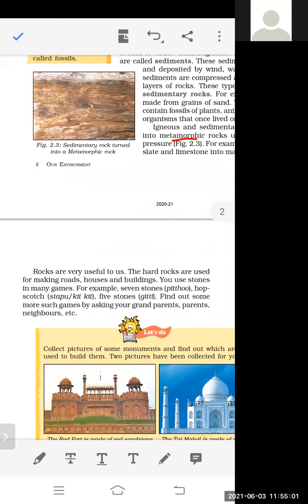Similarly, the rocks are facing heat and pressure day and night.